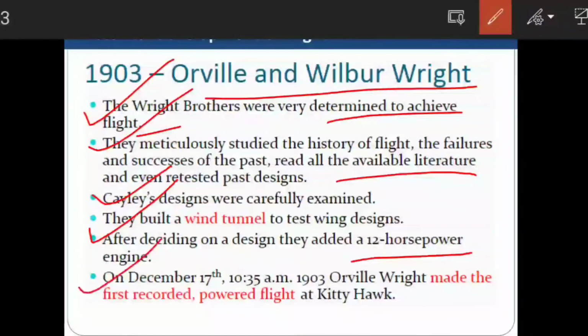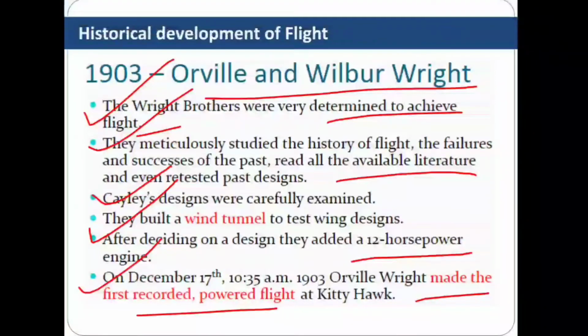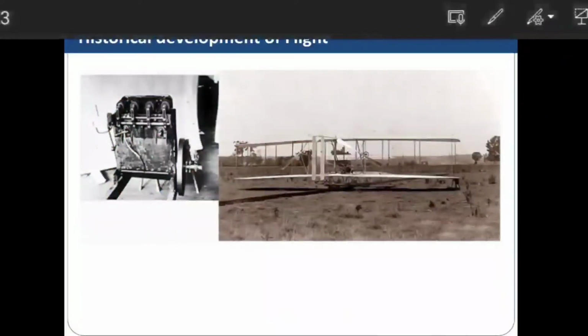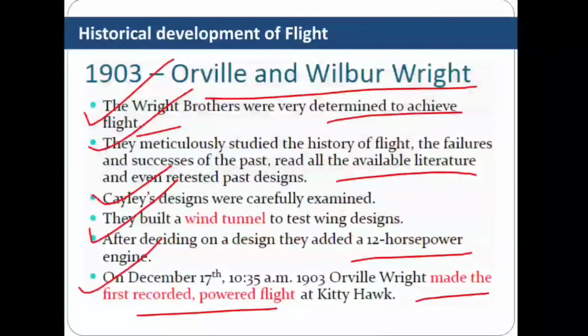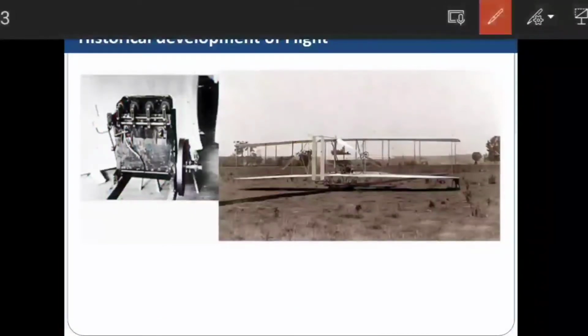On December 17th at 10:35 am, the Wright brothers, or you can say Orville Wright, made the first recorded powered flight at Kitty Hawk. Understand? So this is an amazing experiment done by the Wright brothers. You can see in this picture, this is an engine. This is an engine that the Wright brothers used in the glider, and this is the biplane wing glider used by the Wright brothers that took the first flight.